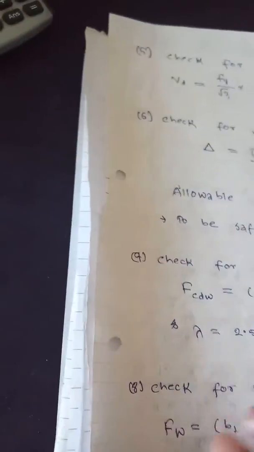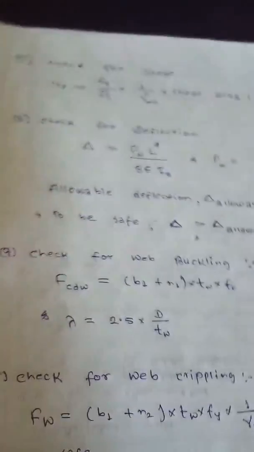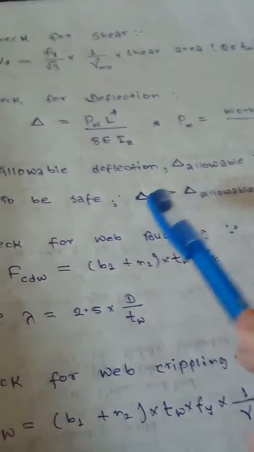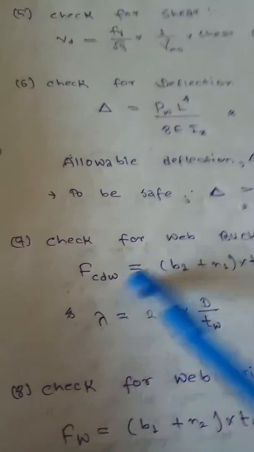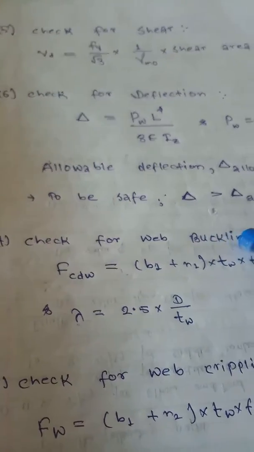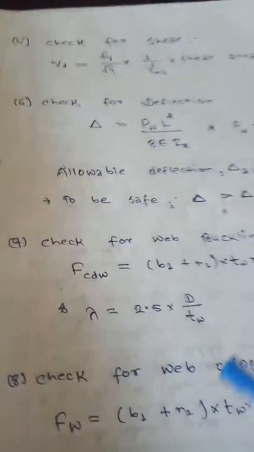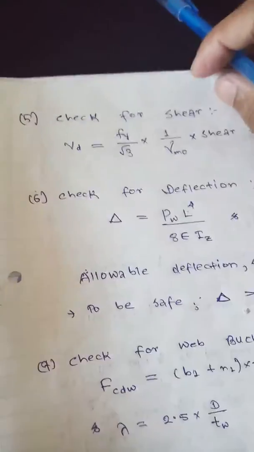After calculating all these things, we have to check shear force, then check the deflection, and after checking the deflection, we have to check the allowable deflection. Second last, we have to check the web buckling, for which we also have a formula, and lastly we have to check web crippling. For this also we have a formula.